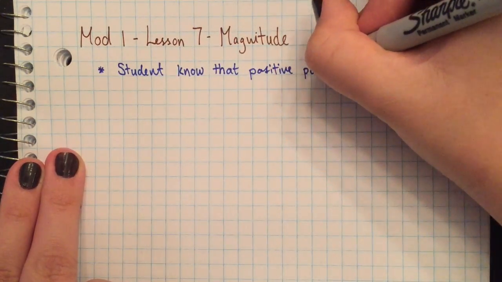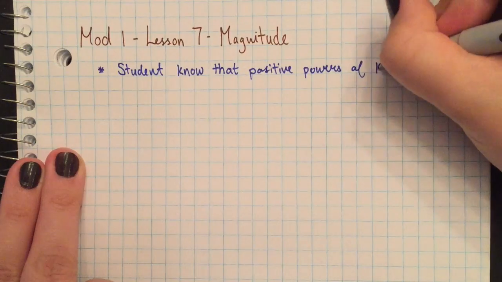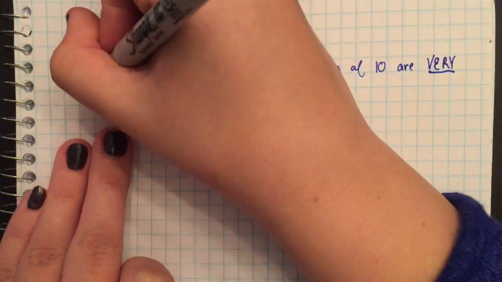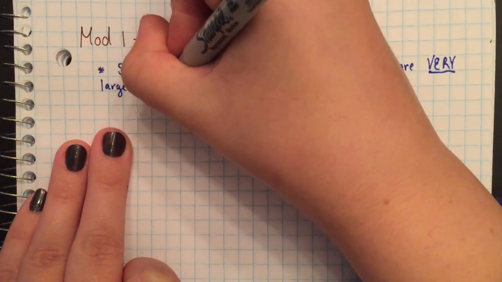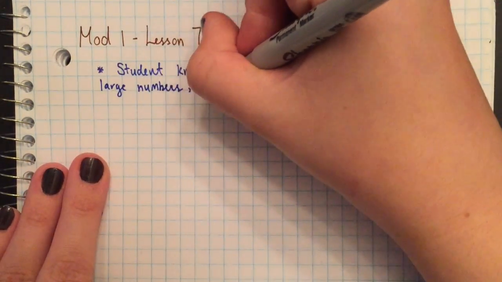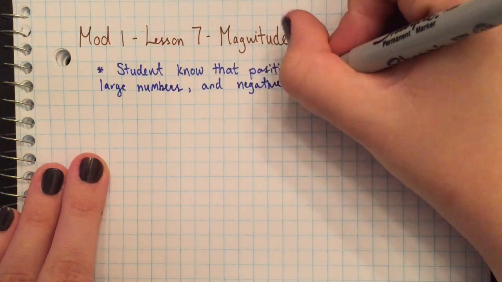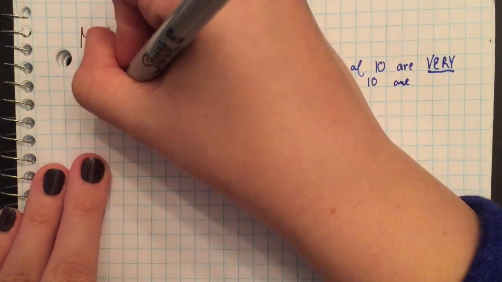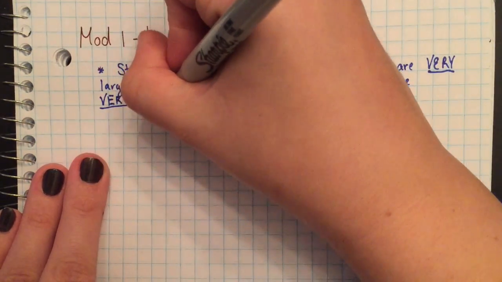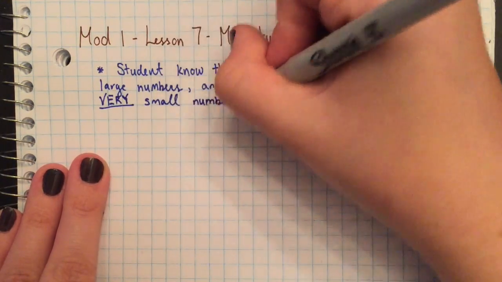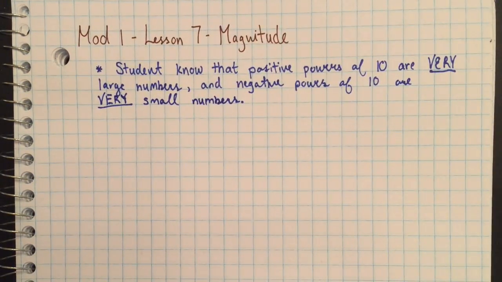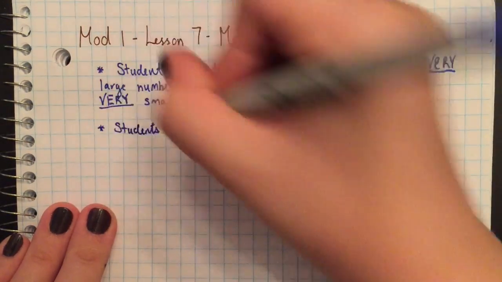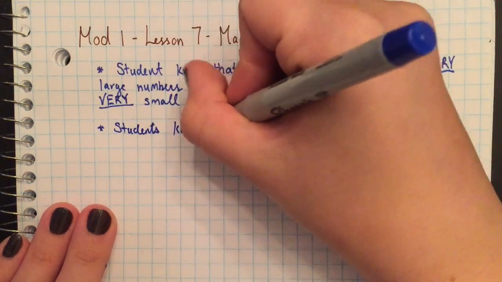So our first objective says students know that positive powers of 10 are very large numbers and negative powers of 10 are very small numbers. So if I had a number like 10 squared or 10 to the fourth power, that would be a very large number. But if I had something like 10 to the negative 3, that would be a very small number.